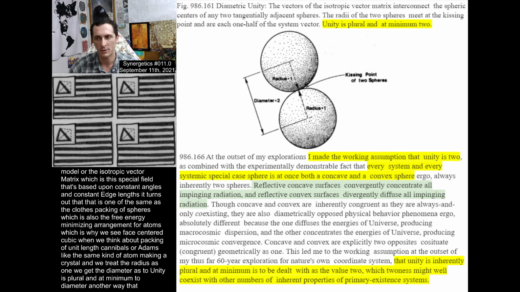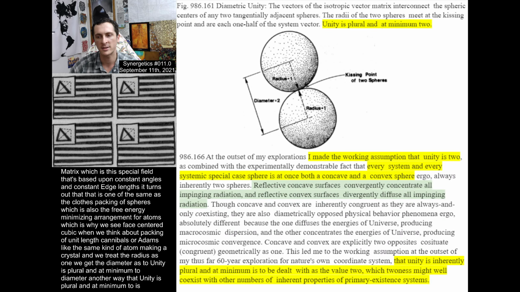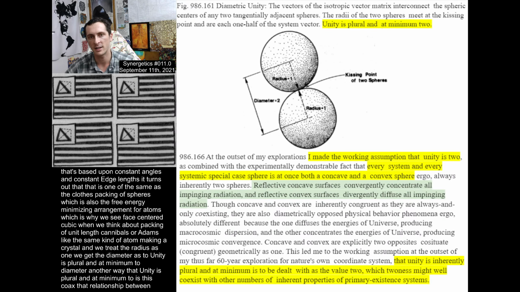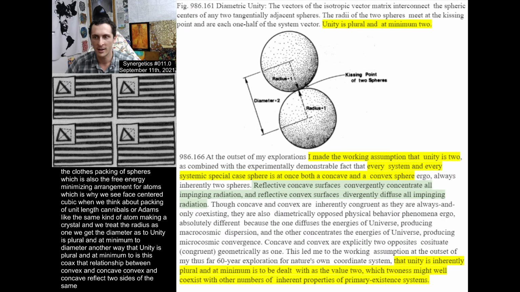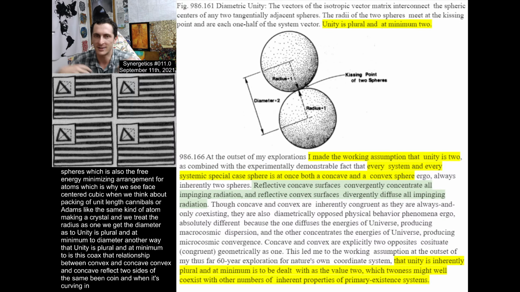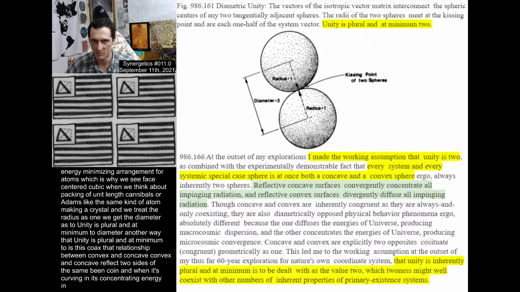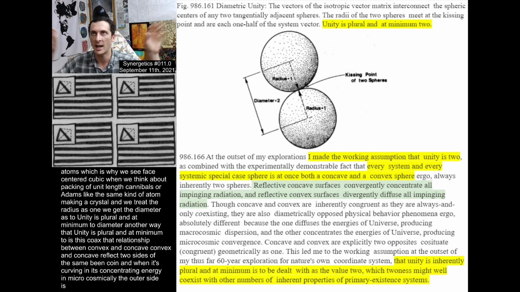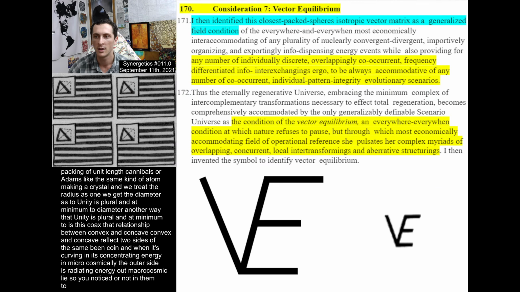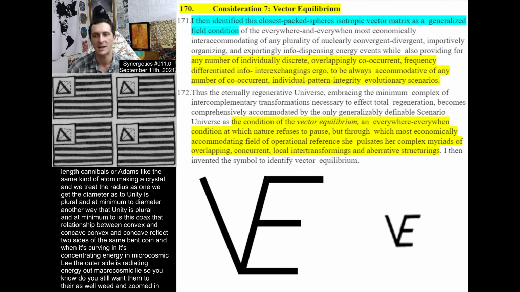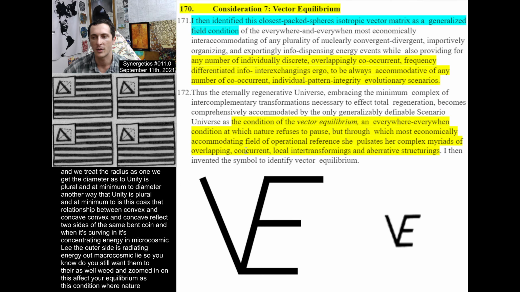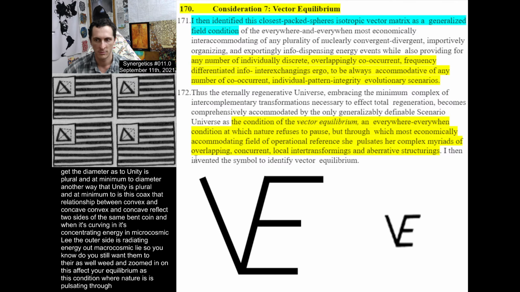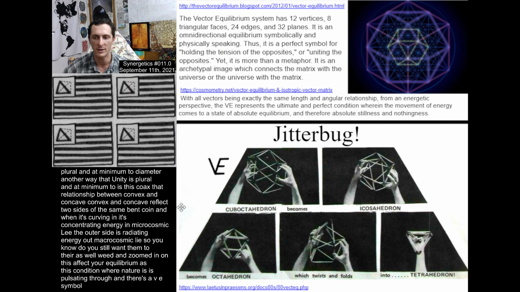Another way that unity is plural and at minimum 2 is this coexistent relationship between convex and concave. Convex and concave reflect two sides of the same bent coin, and when it's curving in, it's concentrating energy in microcosmically. The outer side is radiating energy out macrocosmically. So unity is plural and at minimum 2 there as well. We then zoomed in on this vector equilibrium as this condition where nature is pulsating through. And there's a VE symbol, and it's related to the jitterbug.